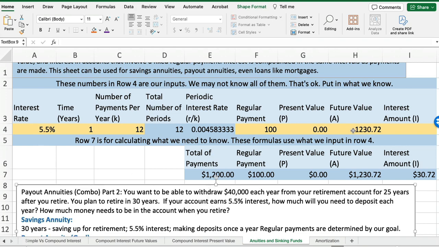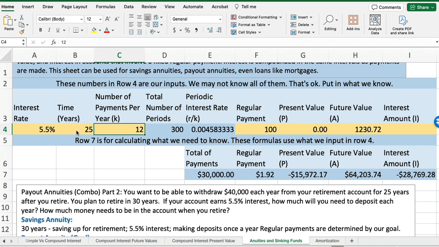All right, so the spreadsheet already has some numbers in. This is just from a previous problem, but the interest rate is there. It's 5.5%, and we're starting with our payout annuity, where we're going to be withdrawing money for 25 years. We're doing it once a year. And the regular withdrawal or payment is going to be $40,000. Present value, we don't know. And the future value is 0.